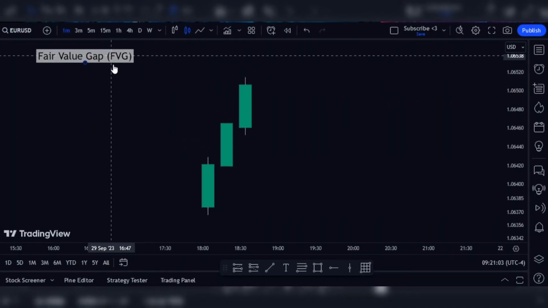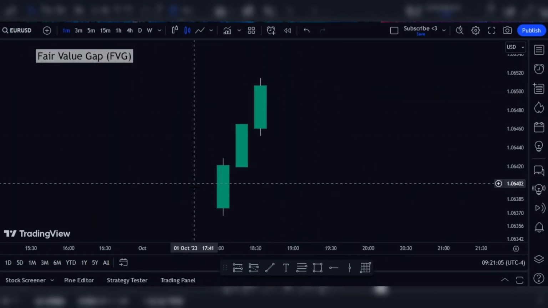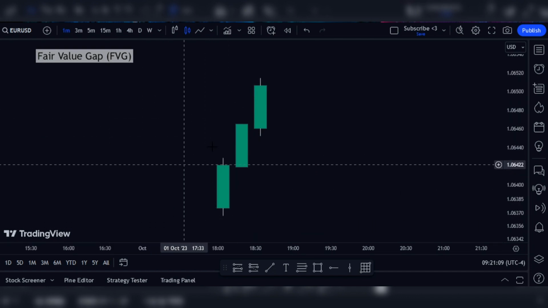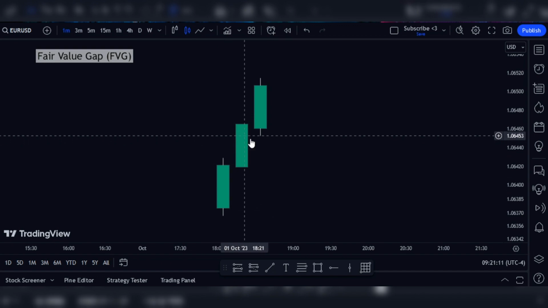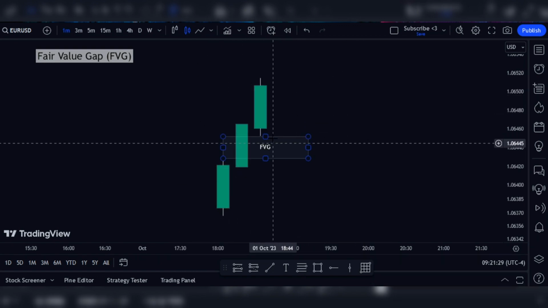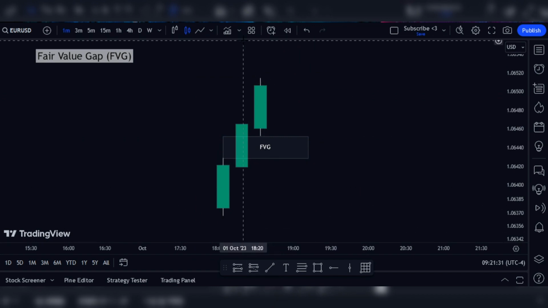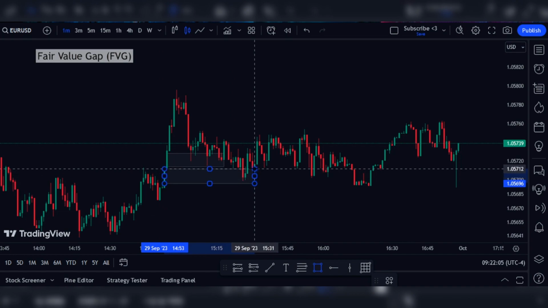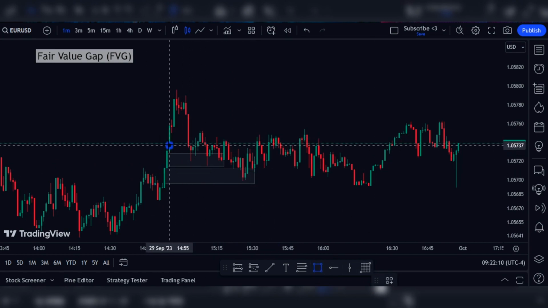The fair value gap is formed by 3 candles. When price moves with displacement, it leaves fair value gaps behind. These gaps are created when the candle between the first and third candles has an area that wasn't covered by the body or wick of the first and third candles. Usually, price tends to return to fill these gaps. Now, back to the steps.